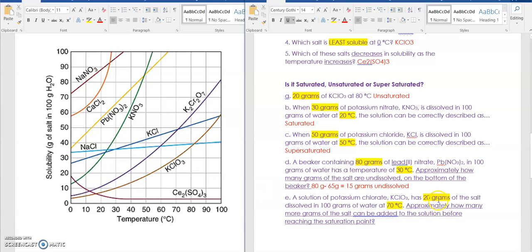So I know that if I've put in 20 grams, I can put in 10 more, because the 20 grams that I've already put in plus 10 more grams equals, oh my goodness, equals 30 grams to reach the saturation point.